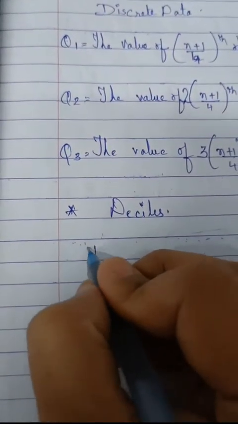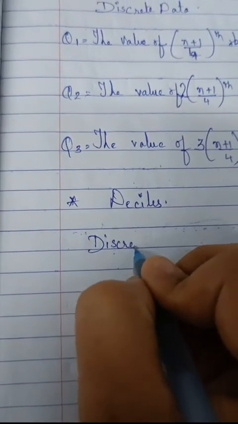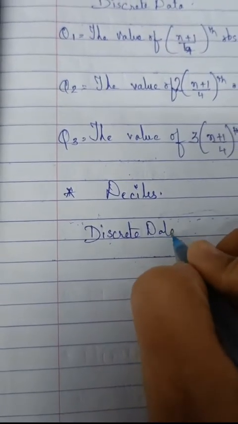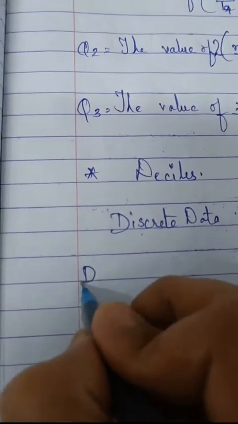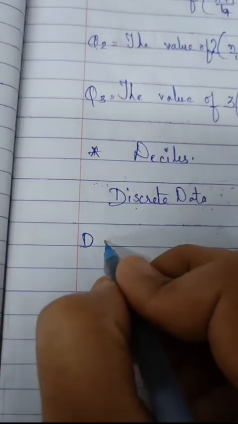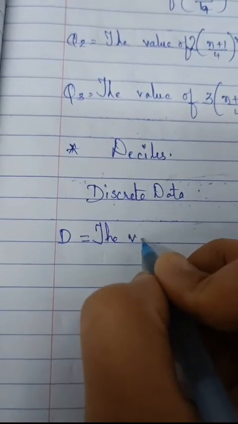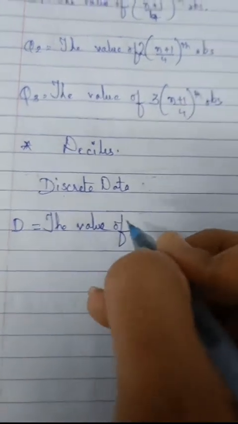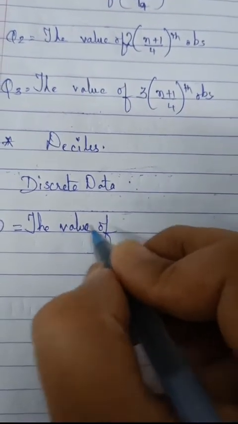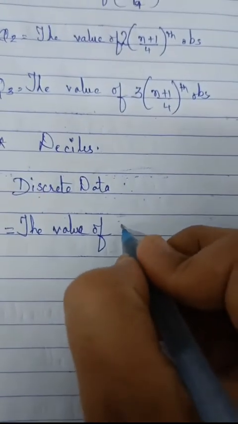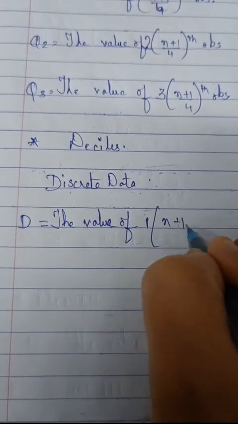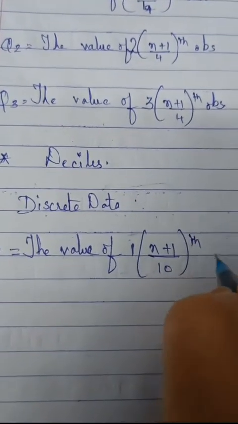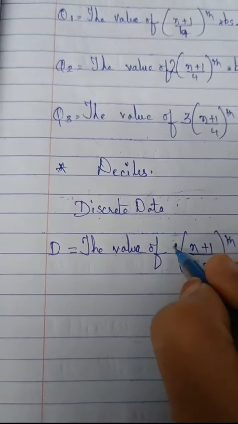In deciles, the same way for discrete data and continuous data. So for discrete, if any of the value from 1 to 10 they are asking, okay, it will be the value of, if 5 they are asking, so you will write 5 here, but I have taken as 1, so suppose 1, if I am taking for D1, okay, so 1 into (n plus 1), decile means divided by 10th observation.